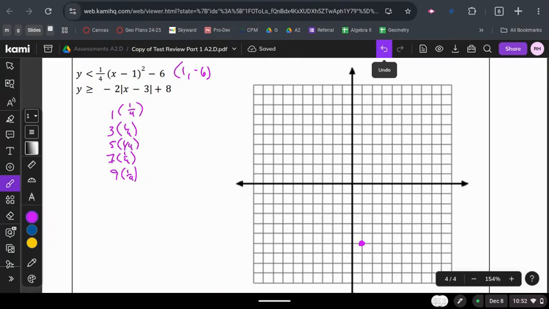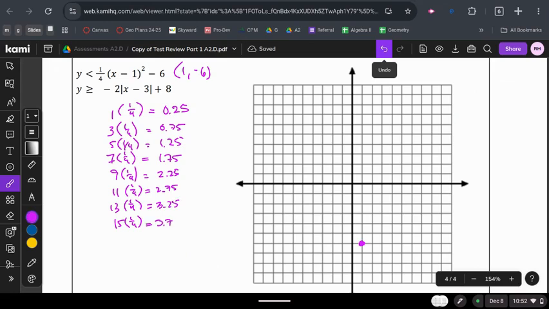And actually, I think I need to go even further. So I'm going to do 11, 13, 15, just to make sure we get all of the points that we can. The reason why this is considered a challenge level is because now we're going up by 0.25, up by 0.75, up by 1.25, up by 1.75, and on. Making sure I get this right, I think we're going up by half. So 2.25, 2.75, 3.25, 3.75, on and on.